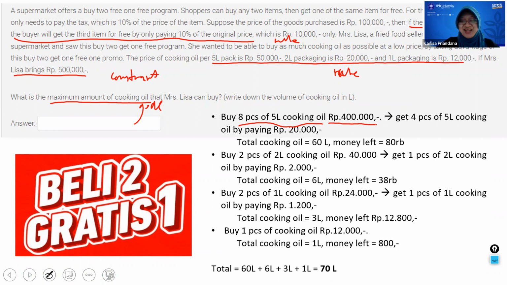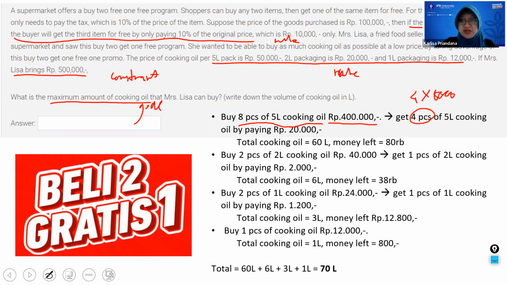I hope it's clear. Because you only pay 10% of the price for the third item, right? The 10% will be 5,000 rupiah, and you buy 4 pieces of the promo. So 4 times 5,000 rupiah becomes 20,000 rupiah.